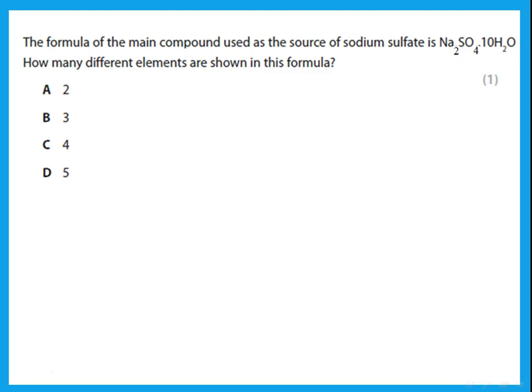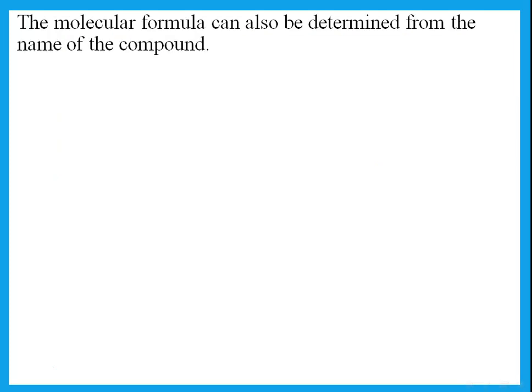Okay, the formula of the main compound used as a source of sodium sulfate is sodium sulfate 10 water. How many different elements are shown in this formula? Remember that sometimes we have water of crystallization, and the 10 water that's written at the end of sodium sulfate is actually part of the molecule. So how many different elements? I have sodium, sulfur, oxygen, hydrogen. That means I have 4 different types of elements.